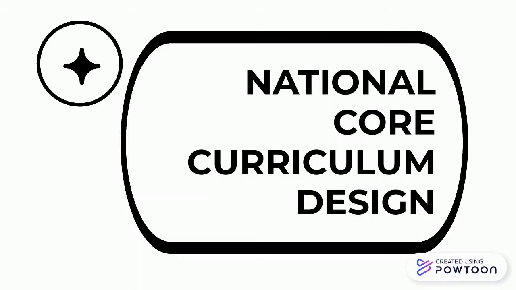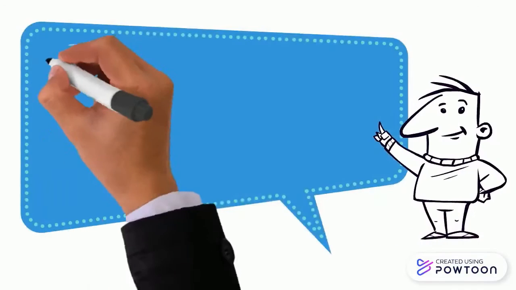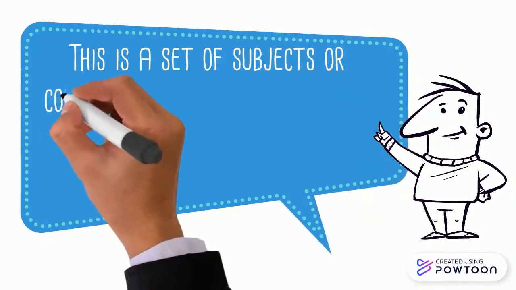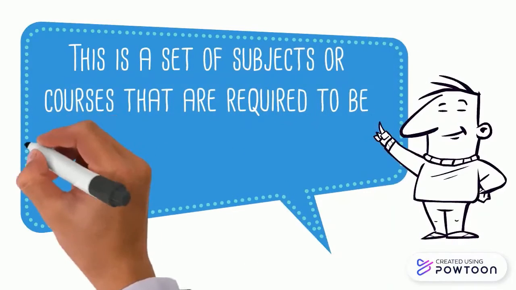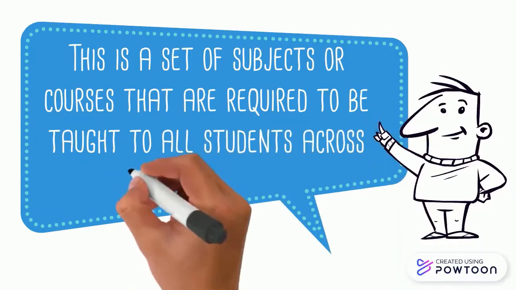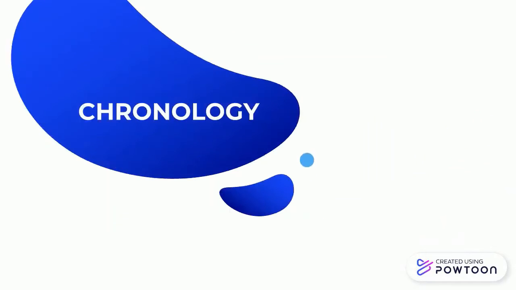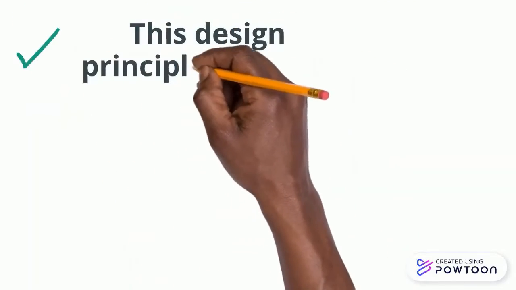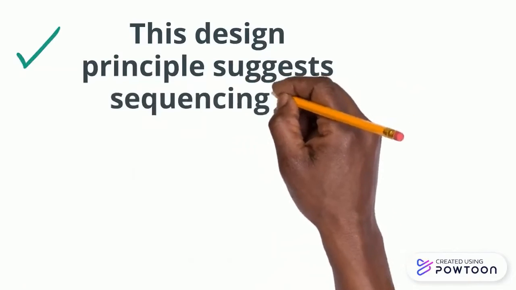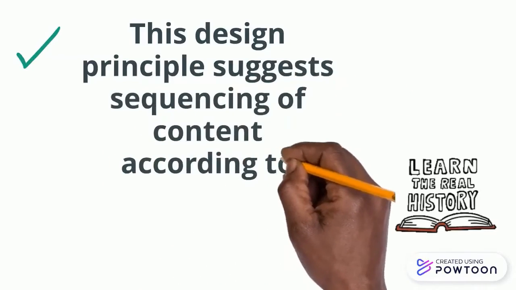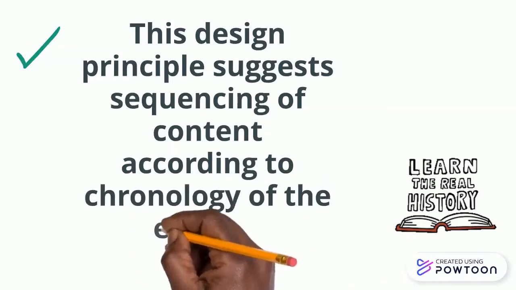National Core Curriculum Design. This is a set of subjects or courses that are required to be taught to all students across the country. Examples of these are the general education curriculum for undergraduate courses and the K-12 curriculum for basic education. Chronology. These design principles sequence content according to the chronology of events. An example of this is history.